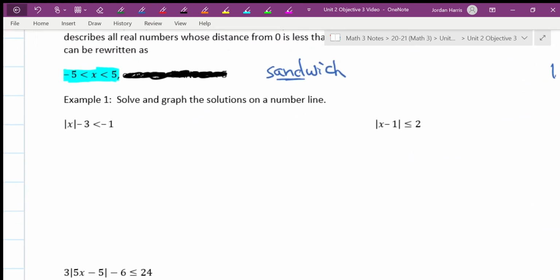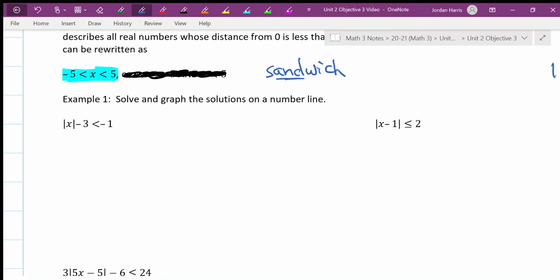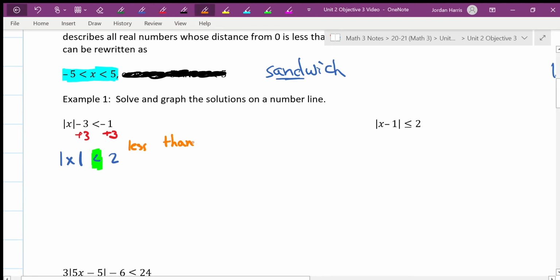All right, so when we get into example 1, first you have to get the absolute value by itself. Be careful. Don't do anything before you do that. So I have to add 3. So the absolute value of x is less than 2. It's a positive number, so that's good. And notice the symbol, that is less than. Less than makes a sandwich.